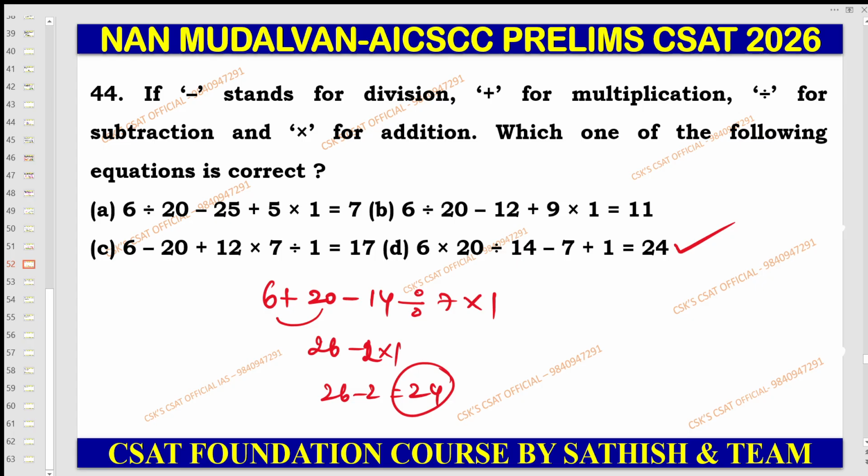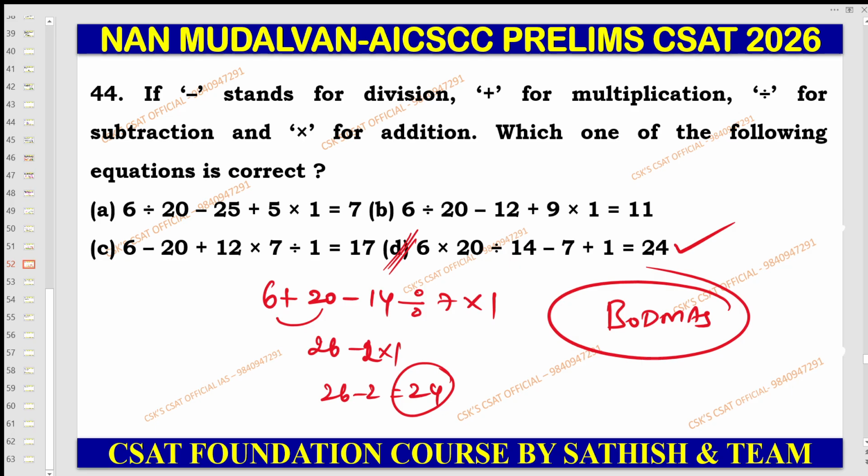Understood? It's time consuming because only the D option satisfies. If you check with the A option, it doesn't satisfy. Even after replacing, you will not get 7, you will not get 11, you will not get 17. But at the last one, after this kind of replacement, you will get 24. So D is the option that satisfies here. Understood? Shall I move to the next? Understood the logic, right? How to proceed with this kind of problem.